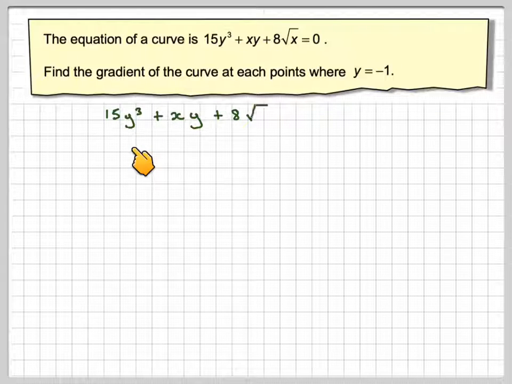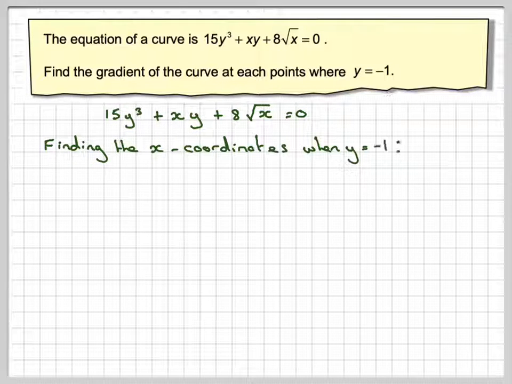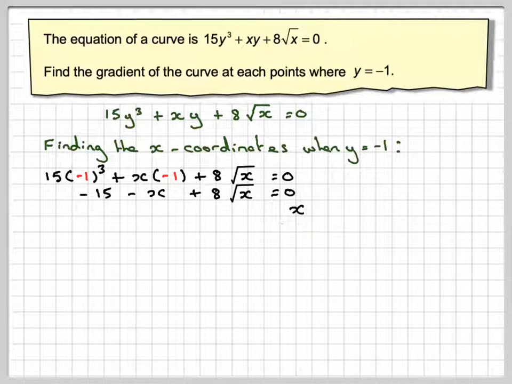Right, so we've got 15y cubed plus xy plus 8 root x is equal to 0. So finding the x-coordinates where y is equal to minus 1 means we need to substitute minus 1 into this. So we're going to get 15 times minus 1 cubed plus x times minus 1 plus 8 root x is equal to 0. So be very careful with negative signs. That's going to give you minus 15 because minus 1 cubed is minus 1, minus x plus 8 root x. Now in order to make this positive, I'm going to make this x minus 8 root x plus 15 is equal to 0.